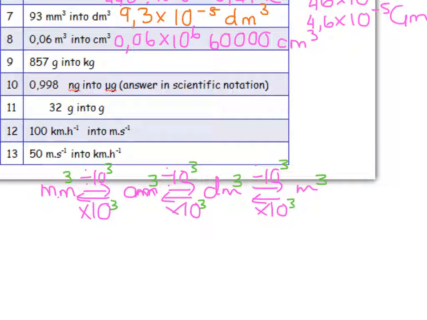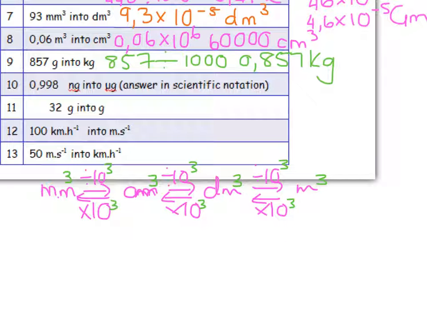Going from grams into kilograms is simply, again, a factor of 1,000 that you've been doing since you were in grade 4. So you're going to divide by 1,000, and you're going to go 857 divided by 1,000, and you land up with 0.857 kilograms. You can express it in scientific notation.